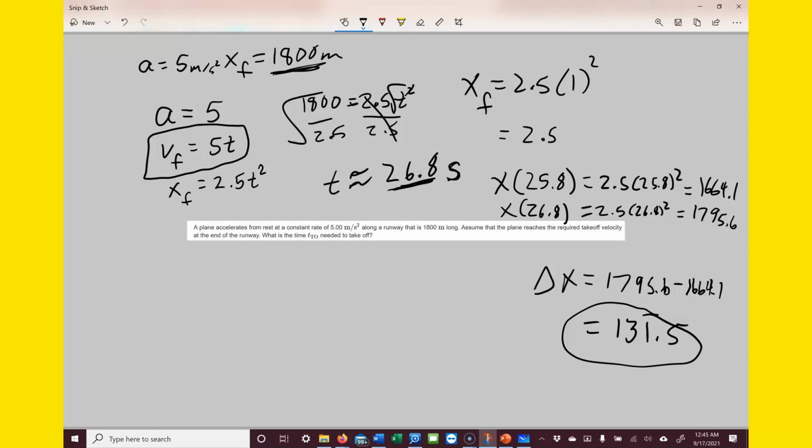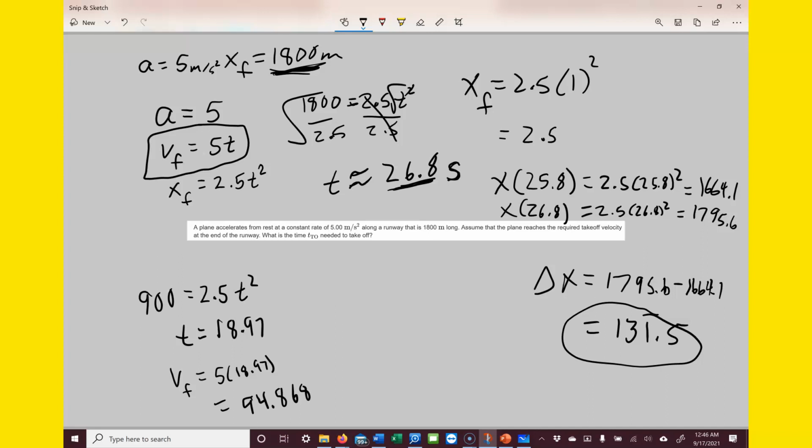All right. The midpoint of the runway, if the runway is 1,800 meters, is 900 meters. So 900 is the final position in that case. And I can find the time that way, just doing a little algebra. 900 divided by 2.5, and then taking the square root. I get 18.97. So plug that into VF: 5 times 18.97, and that will be 94.868.